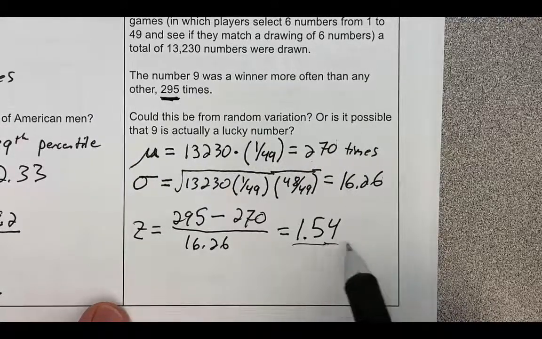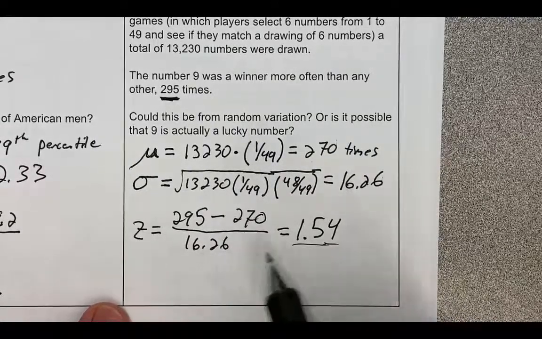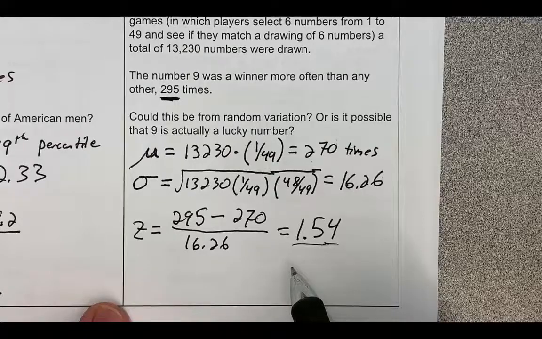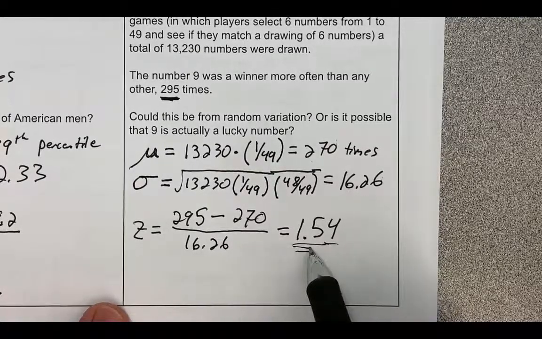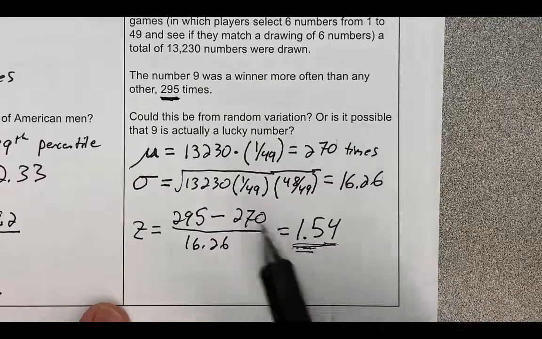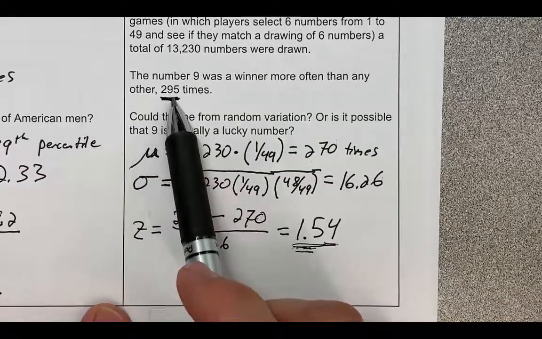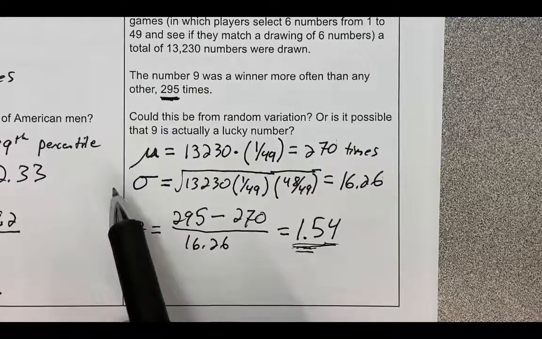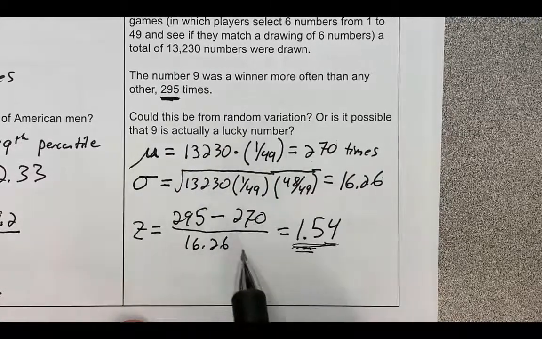We know that 95% of the data is going to be between a z-score of -2 and 2. We have a z-score of 1.54, so it's not unreasonable to think that you might have a number show up 295 times. So this is not a lucky number. This is just an artifact of randomness.